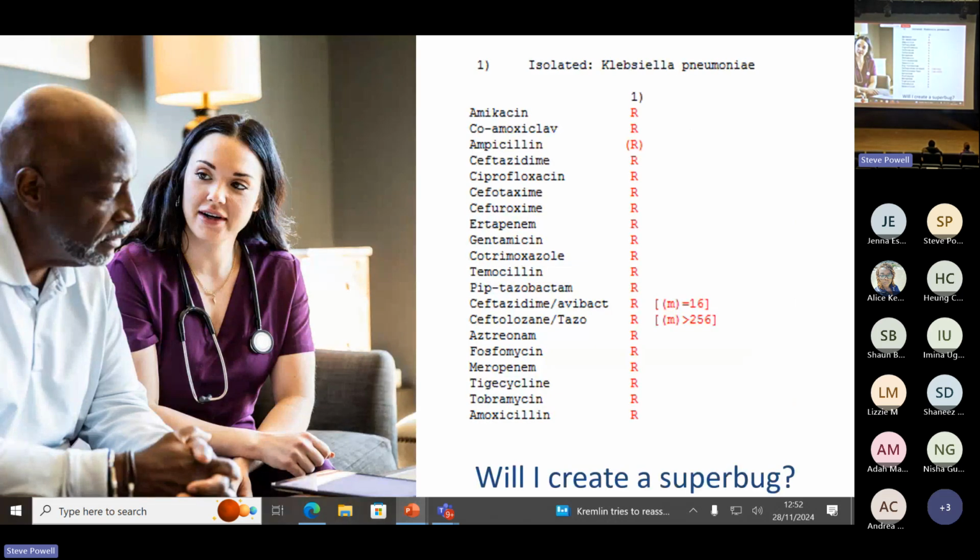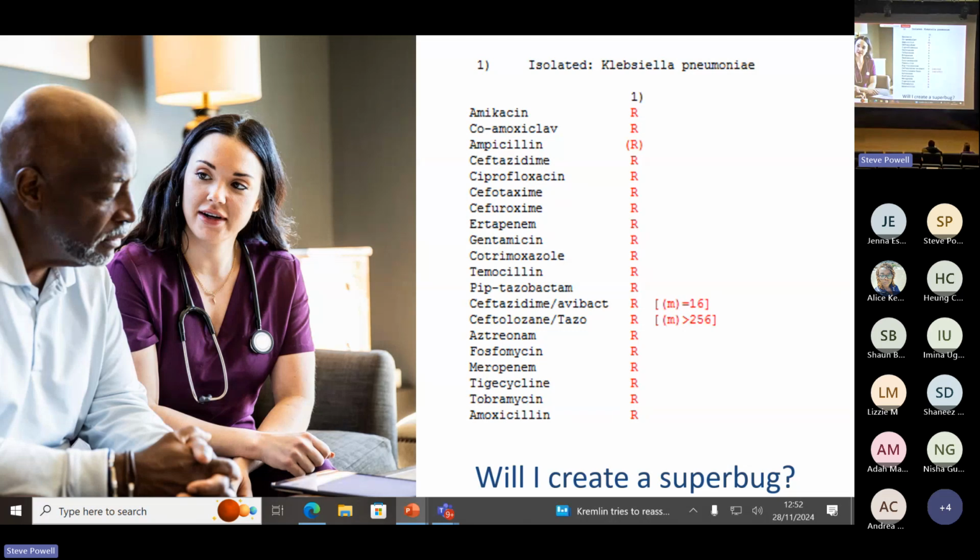This is an example, it is a real live example of the sort of organism that we fortunately infrequently see coming through our laboratory. Infrequently, but we see it and we're seeing more of it. So we can see this is a lab report with a Klebsiella pneumoniae. On the left-hand column, we've got all of the various standard agents we would choose to use, and then the bright red R's stand for resistance. And we can see this organism that we have cultured in the laboratory is resistant to everything.